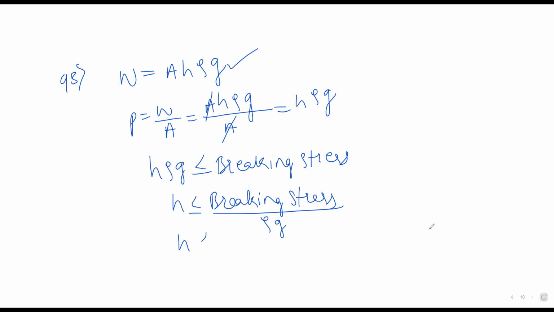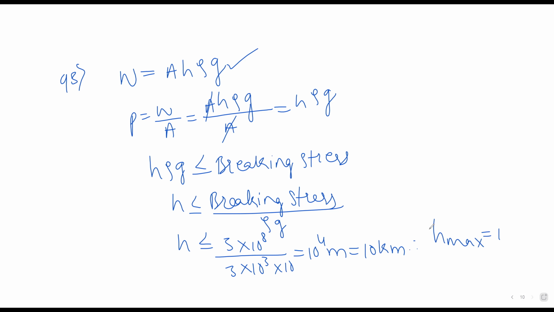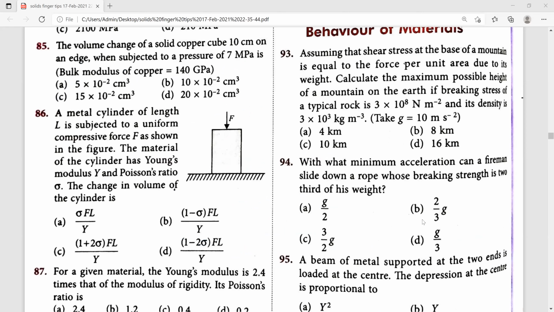Or h is less than or equal to 3 into 10 to the power of 8 divided by 3 into 10 to the power of 3 into 10. The value comes to 10 to the power of 4 meter, which is 10 kilometer. Therefore the maximum height is equal to 10 kilometer. And for 93rd one, the right answer is C one.